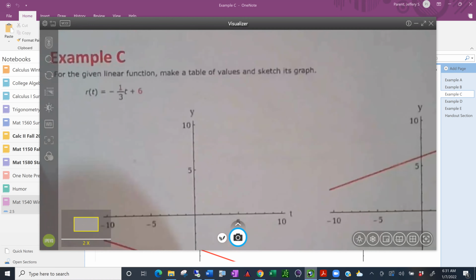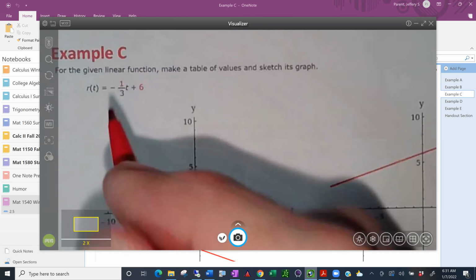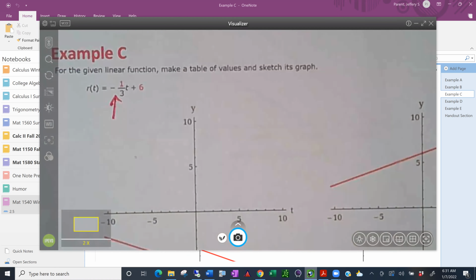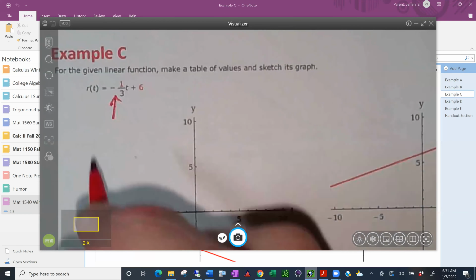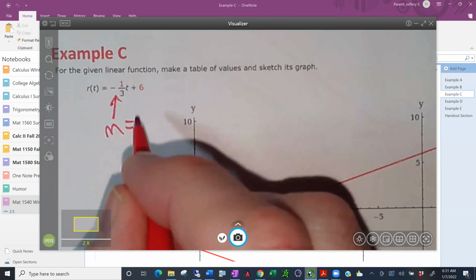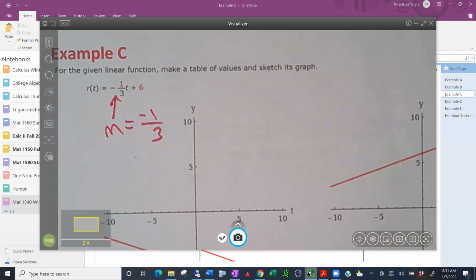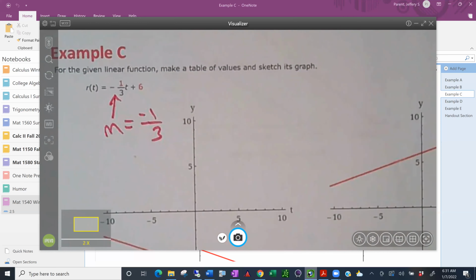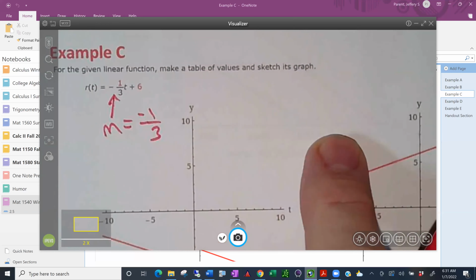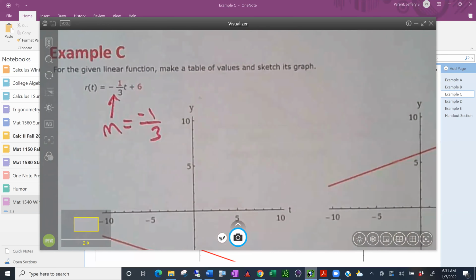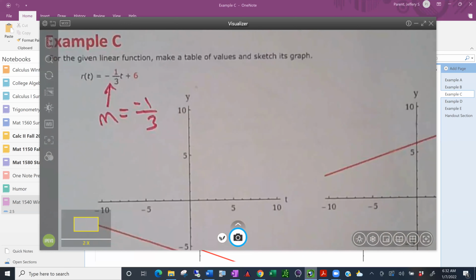So here's our equation, and I want to point out a couple things about this. The first thing I want to point out is that the slope is negative, -1/3. So what does that mean? That means as you look at the function, as you move from left to right, the line should be decreasing. So, okay, that allows us to eliminate a couple possibilities.